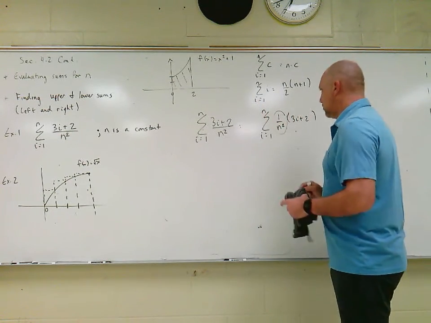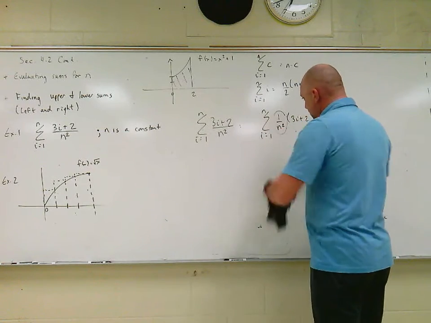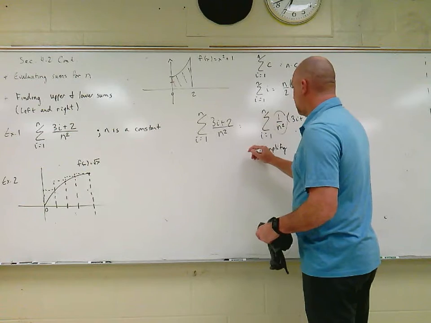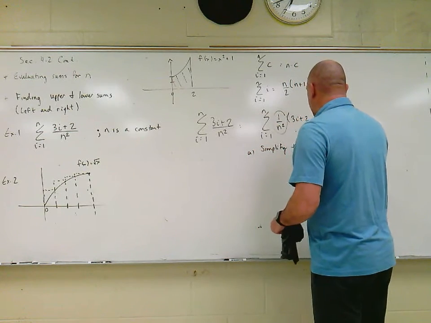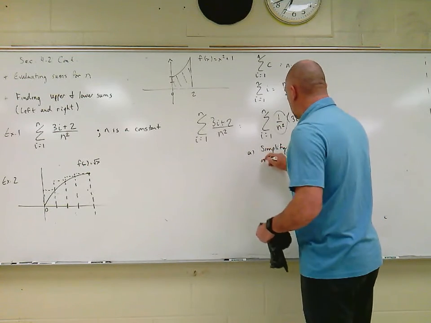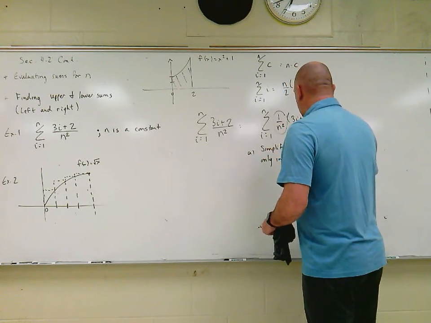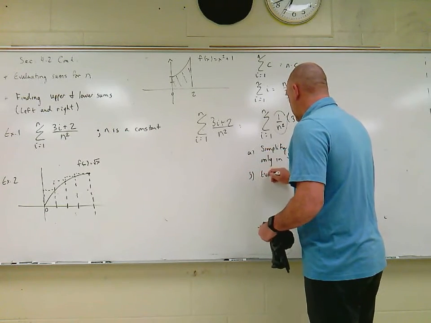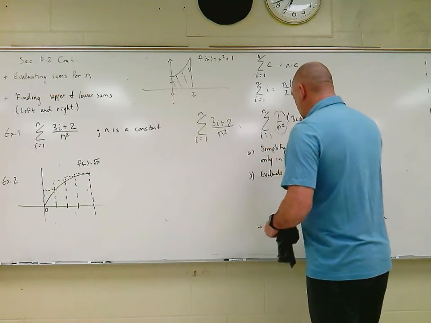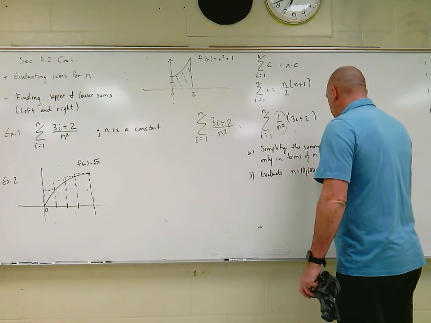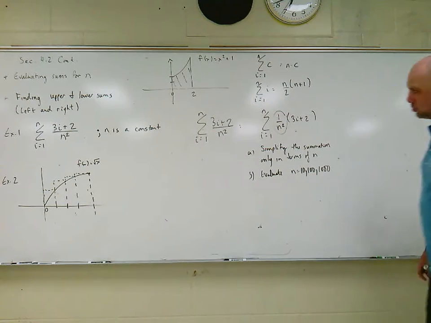So here's what we're going to do. Simplify this summation. So our first part, simplify the summation so we're only in terms of n. Then evaluate, you'll have a formula within it for n is 10, 100, and 1,000, okay? So those are the two steps that we're going to do there.